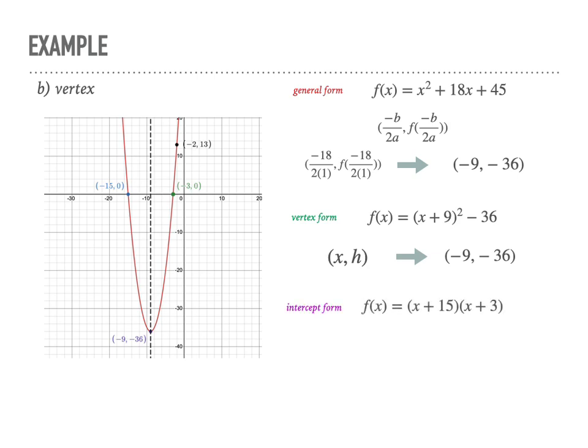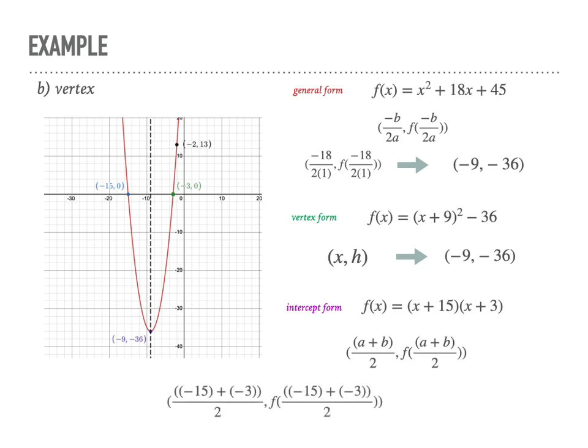Now to find the vertex from the intercept form, it's also pretty simple. It's just (a plus b) divided by 2, f of (a plus b) divided by 2. Now if you think about it, the x coordinate of the vertex is going to lie in the middle of those x intercepts. So you're basically finding the midpoint of those x intercepts. And in that case, it's -15 plus -3 over 2, and then you plug that in for x to find the y value, and as well, we get -9, -36.